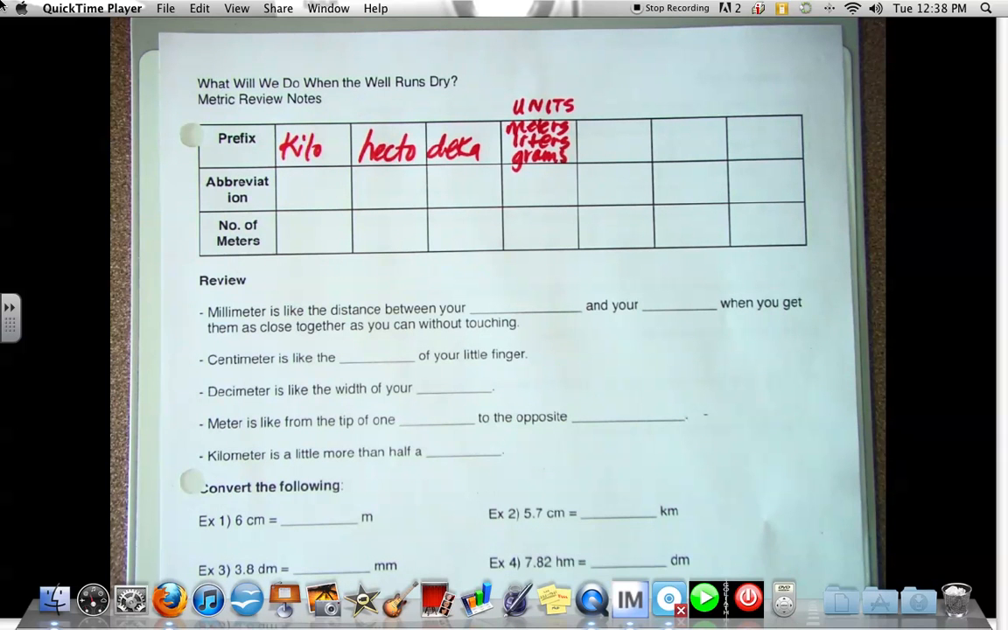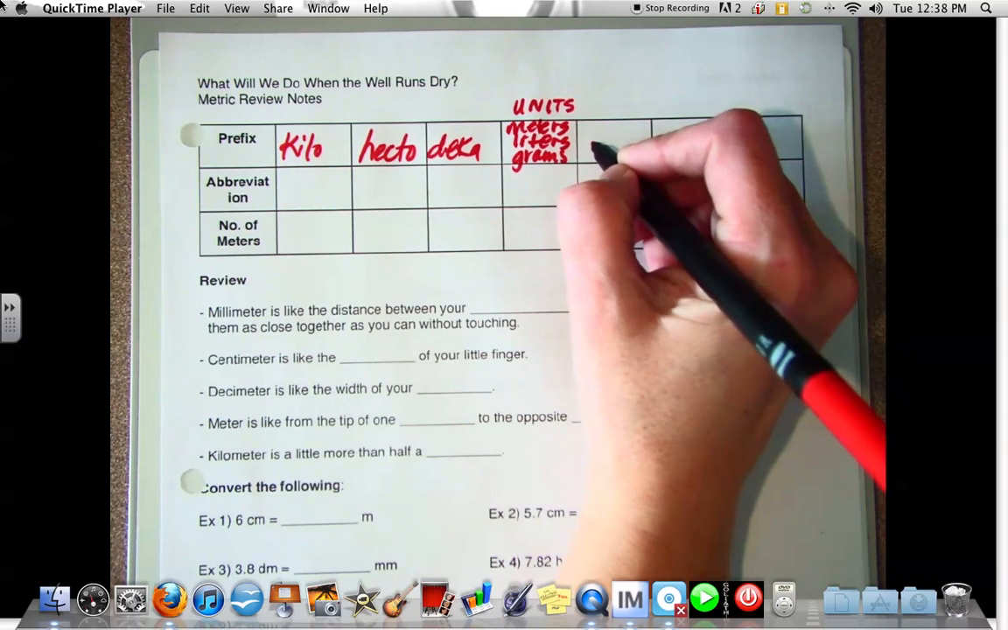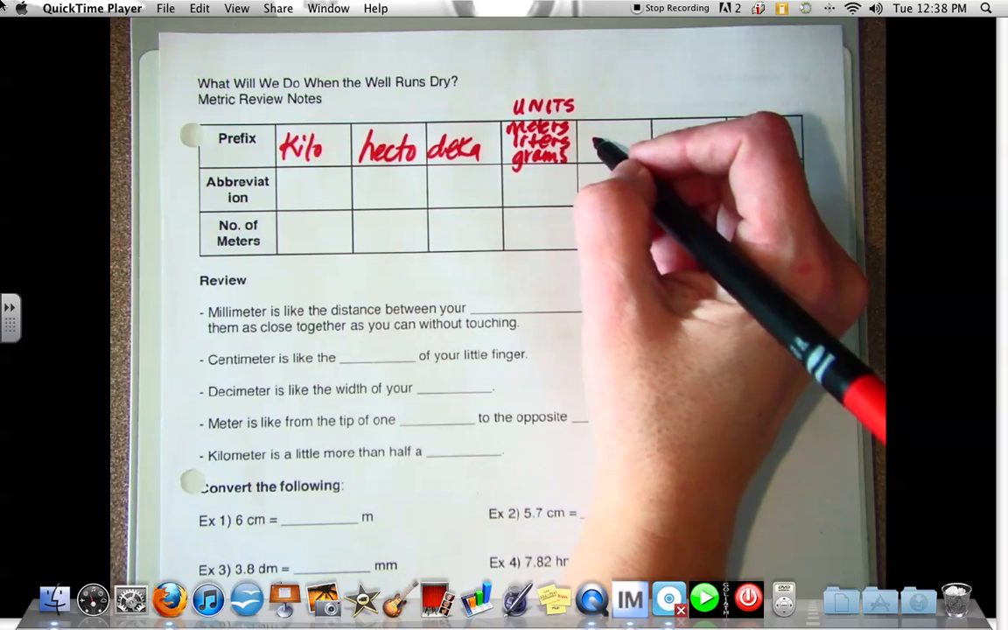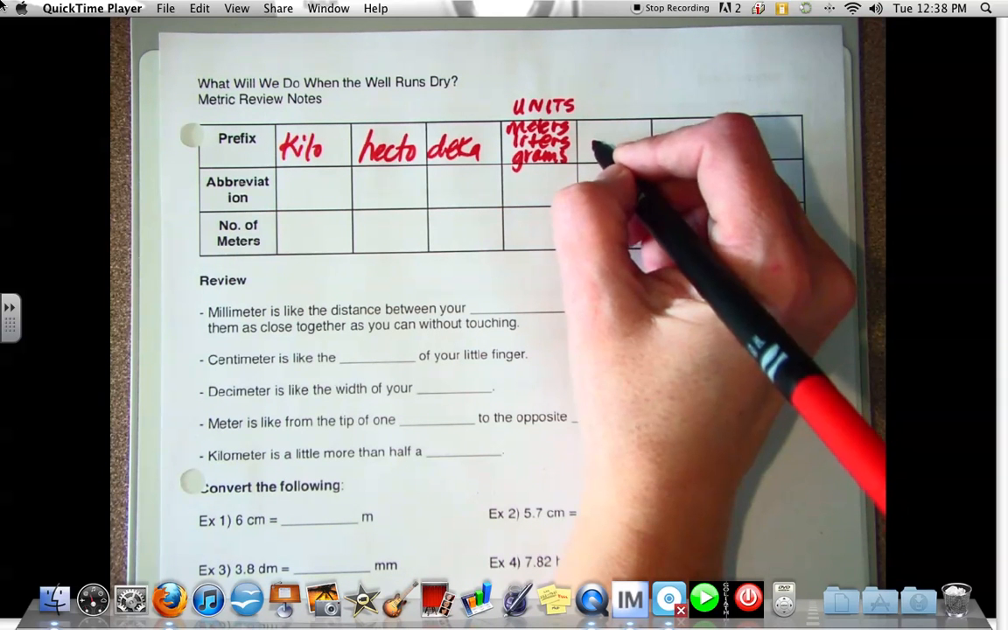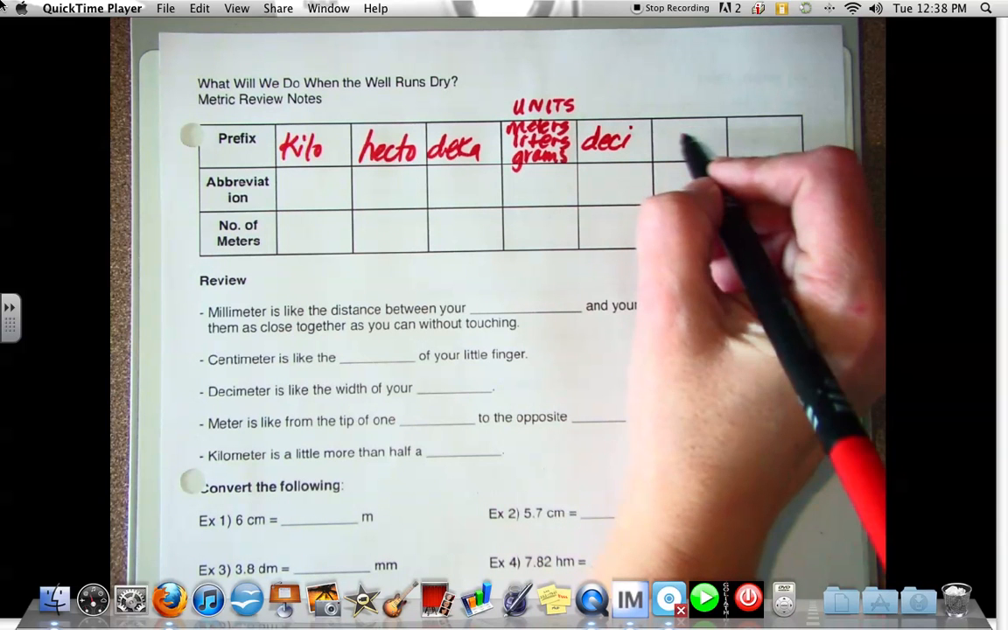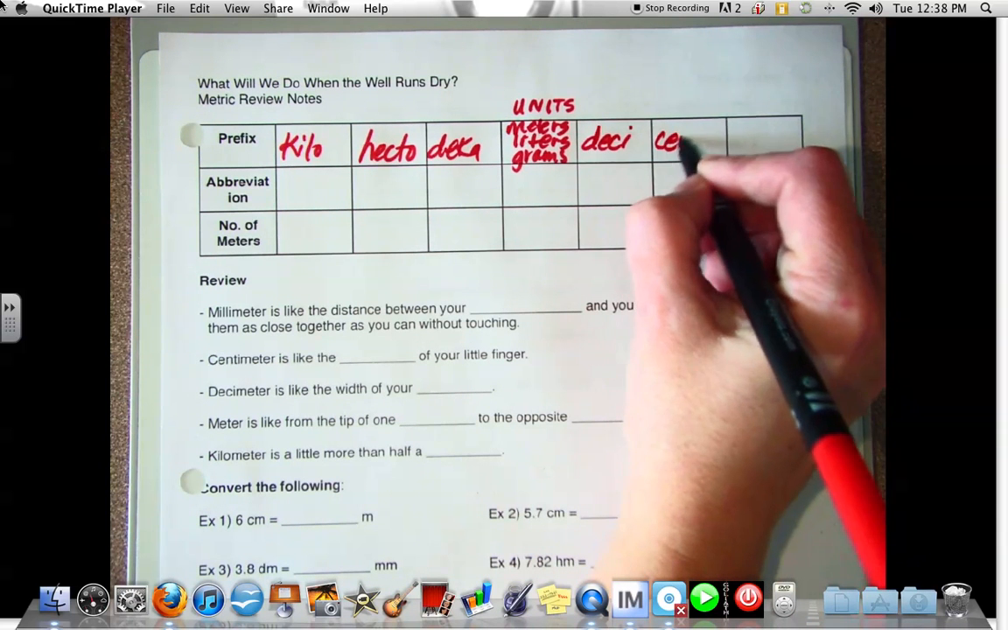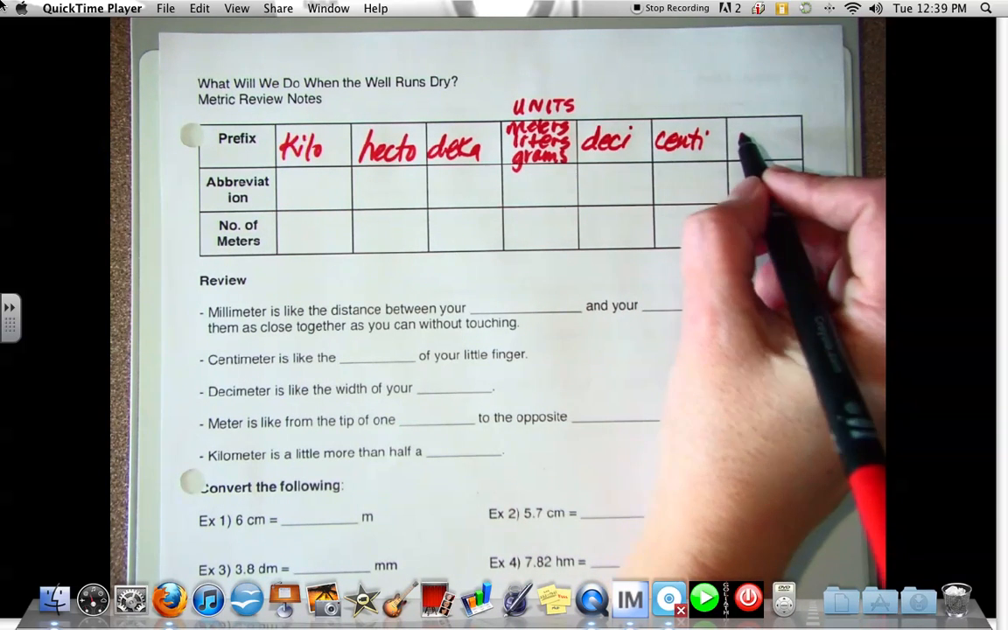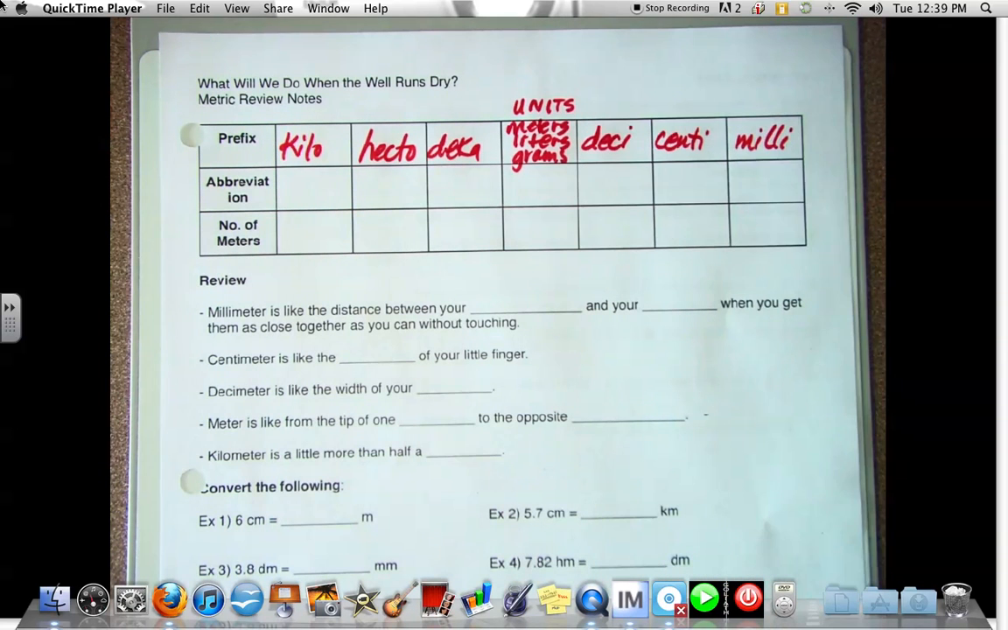All right, so smaller than a meter is deci, like decimeters. And after deci, centi, and then milli. Milli is the smallest one. We will be using abbreviations.